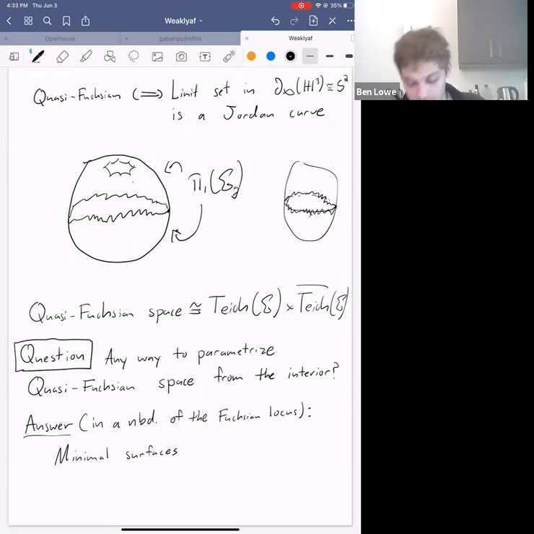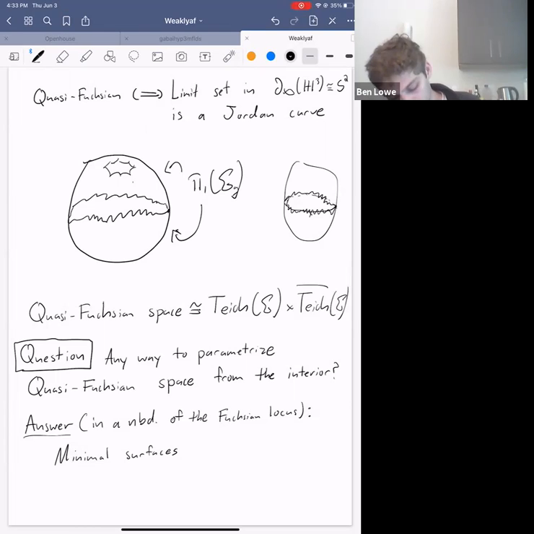Okay, so the ansatz for how we want to parameterize quasi-Fuchsian space from the interior is that we want to find canonical surfaces in the interior that satisfy a differential equation, and then somehow recover the whole geometry of whatever quasi-Fuchsian manifold we're looking at from these nice surfaces in the interior that are canonical in some way.